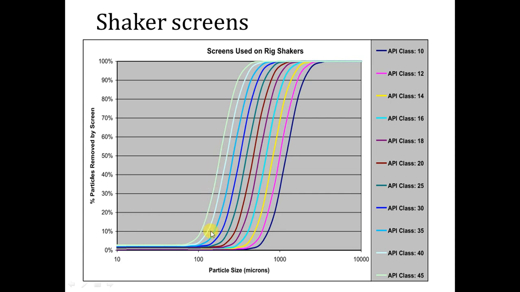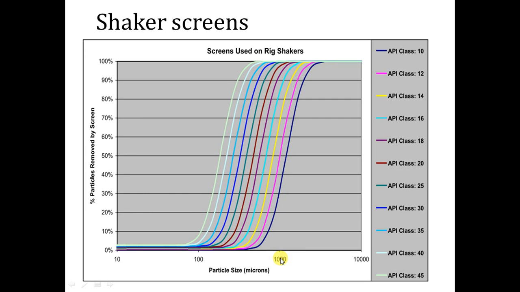This characteristic curve has some points. The most important ones are here D0 and here D100. So what is the meaning of D0 and D100? This refers to the size in microns that can be separated by the screen. So if you say, for example, D60 for API class 10, the D60 is plus or minus 1000 micron. So what is the meaning?